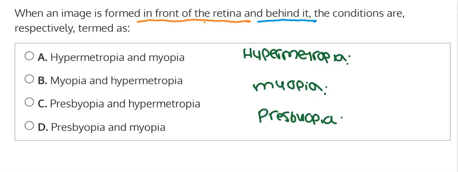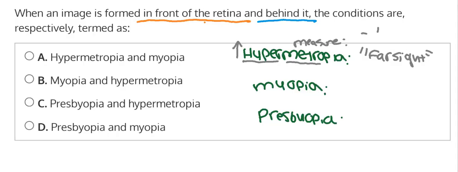So we know that hyper means over or a lot, so increase, and then metro, think like measurement. So it's like an over measurement, over vision. So it's kind of like the word you may have heard, farsighted. So far sight. So this person may have trouble seeing near. So trouble with near, but they are good with far vision.